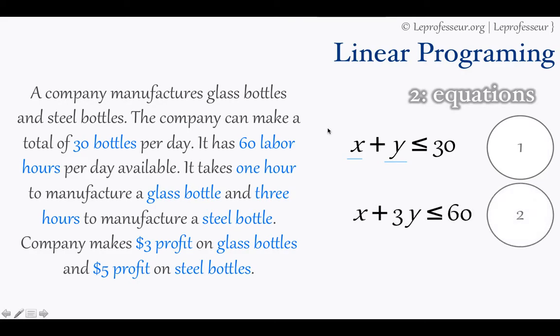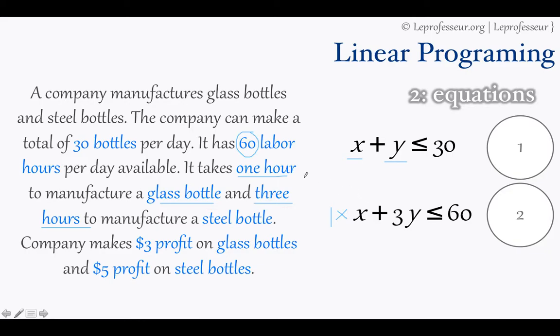Second equation: 1 hour it takes to manufacture a glass bottle. So 1 multiplied by x, which is representative of glass bottles, plus, and it takes 3 hours to manufacture a steel bottle, so 3 multiplied by y is less than or equal to 60, because we have a total of 60 labor hours available with us. All right. So that is equation number 2.